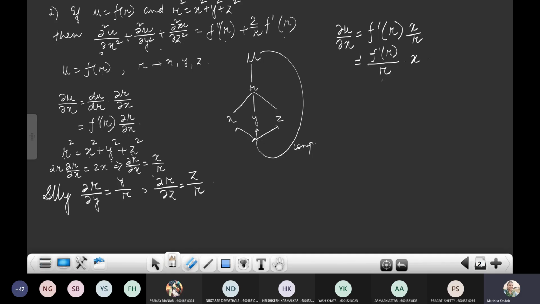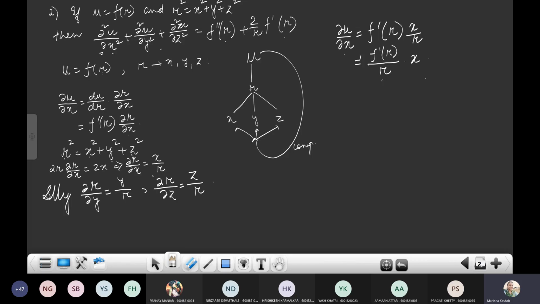Okay. Now next, we will find the second derivative, del square u del x square. Because as you know, there is a similarity, therefore del u del y as well as del u del z will be exactly similar to this. The only difference will be that in place of x it will be y or z.